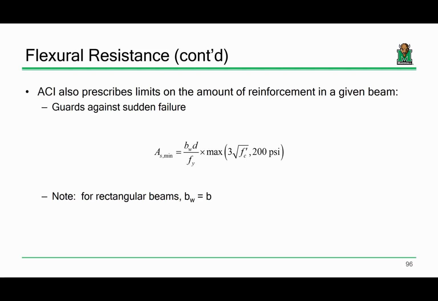Yes, sir? So in that equation, in the bracket, you have the 3 square root of FC prime over 200 PSI. You're just going to multiply with whichever number is bigger? Yes, the maximum of those two quantities.